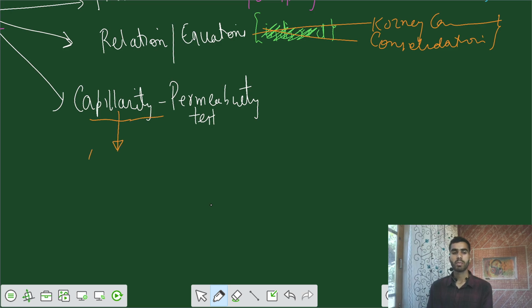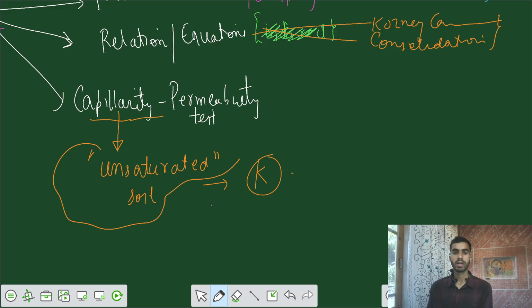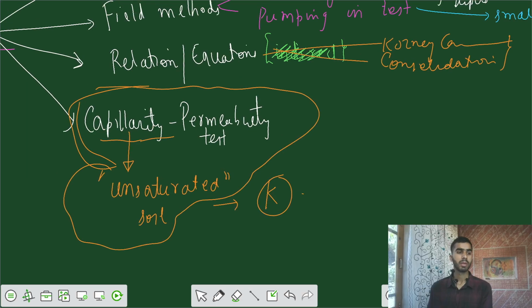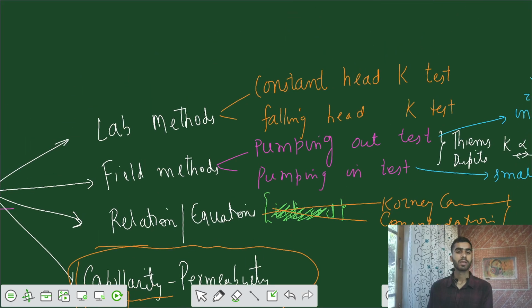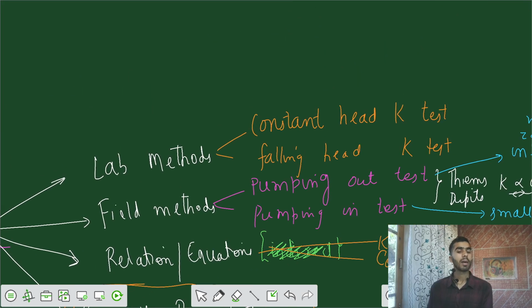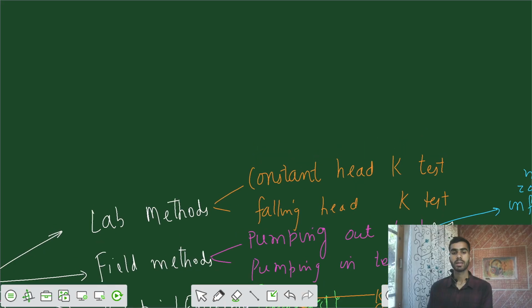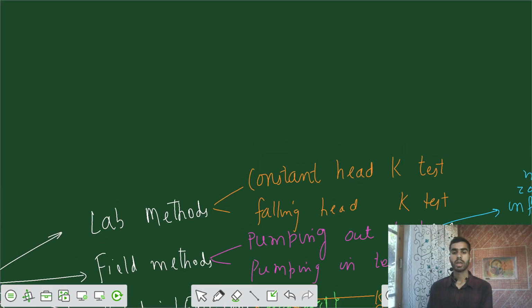This is the one method in which we can keep the soil unsaturated and still get the permeability value. Even though the soil is unsaturated, we can still get the value of K in the capillarity permeability test. So let's go to the first approach, the lab methods, and from that we are going to talk about the constant head permeability test.